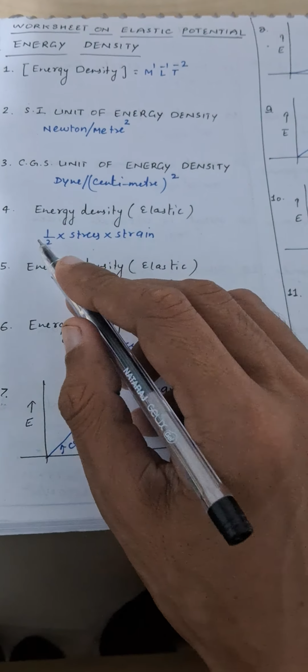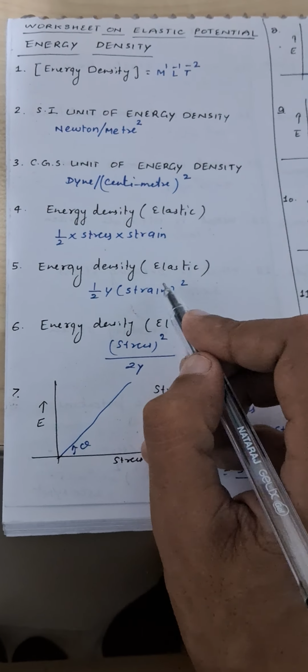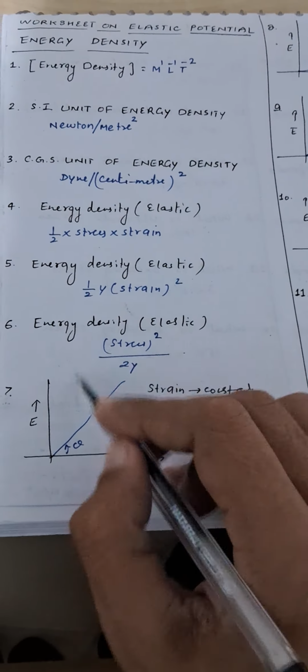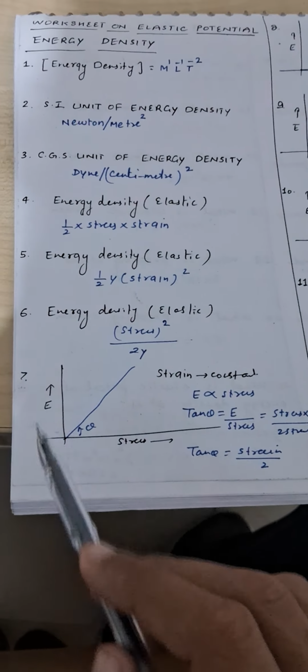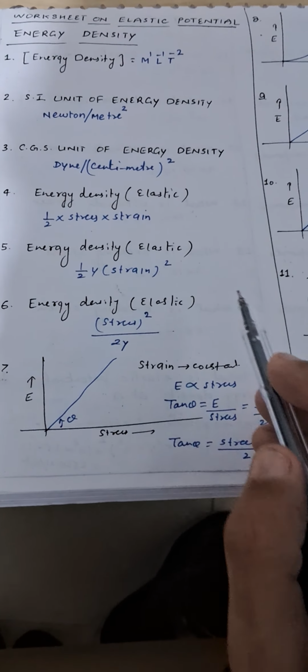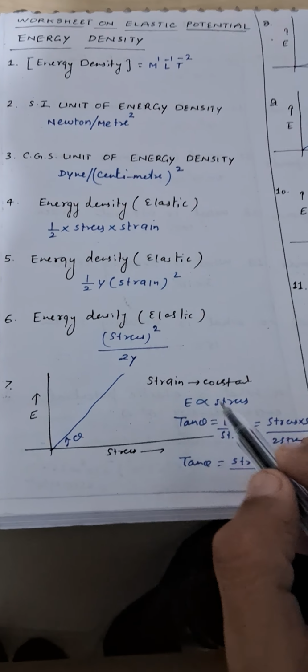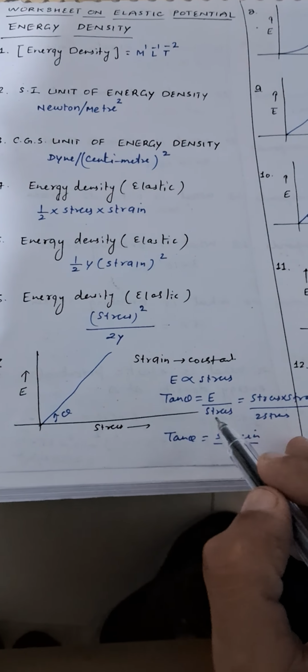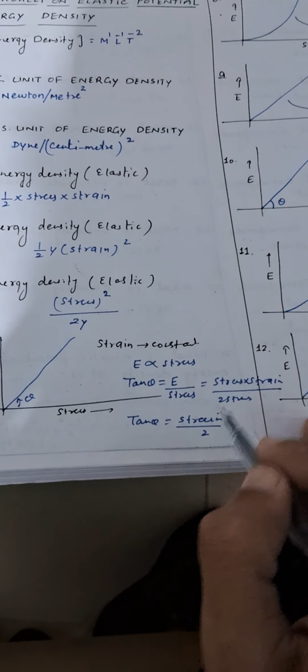Then energy density is half into stress into strain. Another formula is half Y into strain square. Another is stress square by 2Y. Then we have the E versus stress graph. If strain is constant, E is proportional to stress, so the graph will be a straight line. Tan theta is E by stress. After calculations, it comes out to be strain by 2.